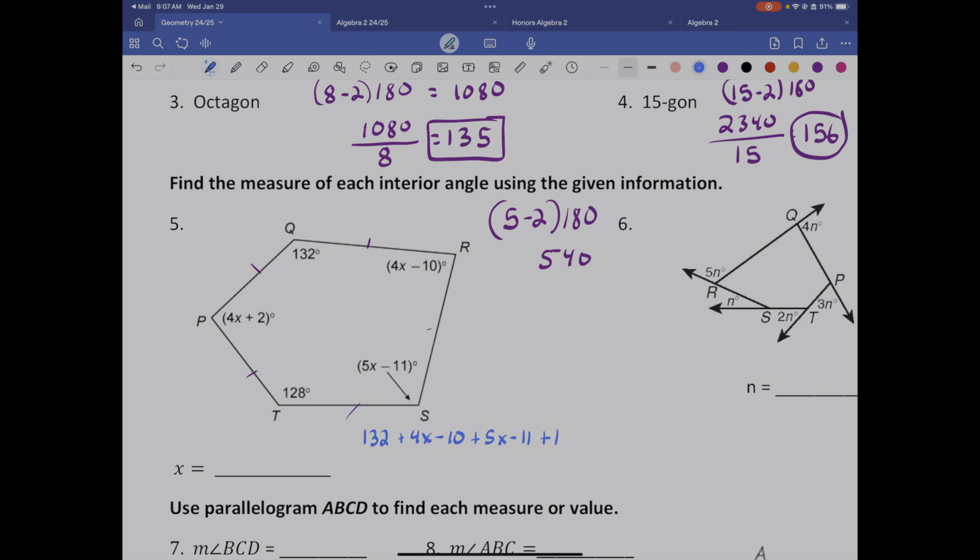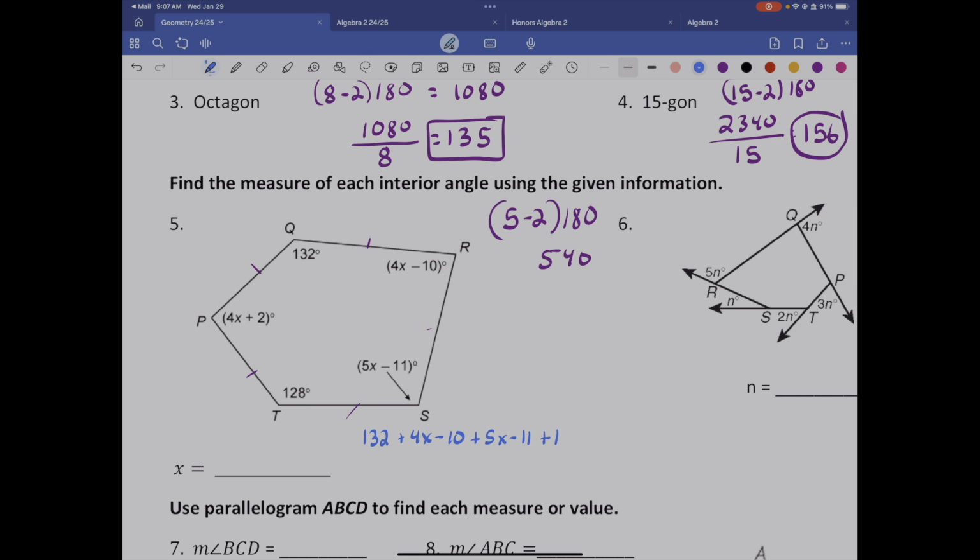Question number 8 asks us for ABC. So ABC is this whole angle right here. I'll draw that again with the highlighter. ABC is right there. So I want to know the measure of that angle.